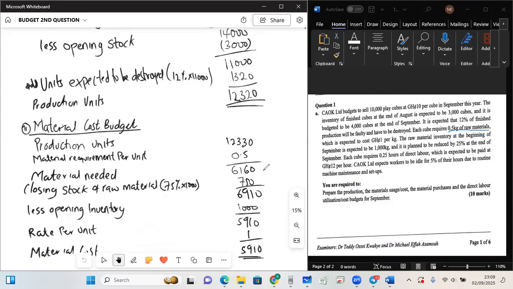Now, when we multiply, we are going to get this. We multiply it, and then we get this. This is the material that is needed for it. Now, for the material, we are expecting to have what? A closing stock and an opening stock.